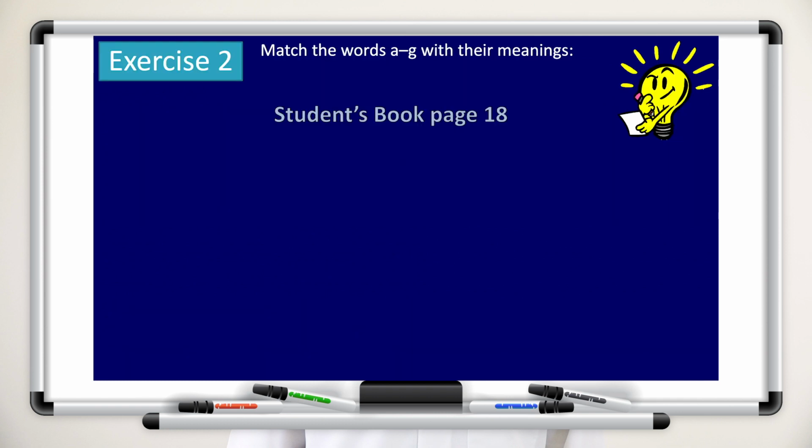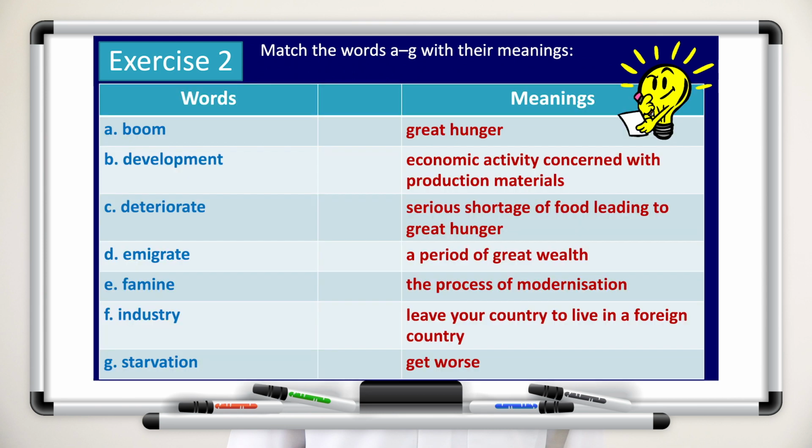Now, you can find this exercise in the student's book, page 18. We will match the words with their meanings. The definition great hunger, what do you think would match with the words? Starvation. Economic activity concerned with production of materials, what do you think? Industry. A serious shortage of food leading to great hunger. We just took this word, famine.